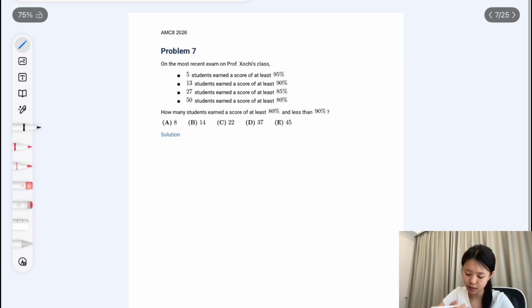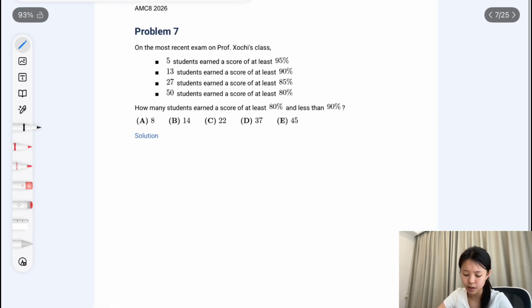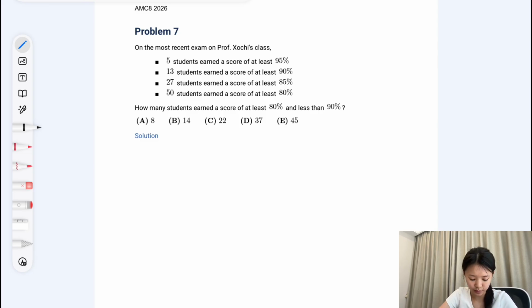Question 7. On the most recent exam of this professor's class, 5 students earned a score of at least 95%, 13 students earned a score of at least 90%, 27 students earned a score of at least 85%, and 50 students earned a score of at least 80%. How many students earned a score of at least 80% and less than 90%?